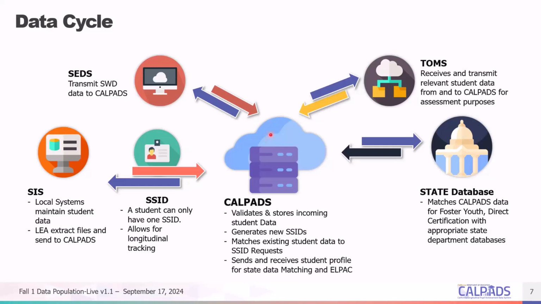And while the data is housed in CalPADS, it's sent to other sources in line with reporting purposes, such as TOMS for assessment purposes, and the California Department of Social Services, or CDSS, database for the direct certification of foster youth.